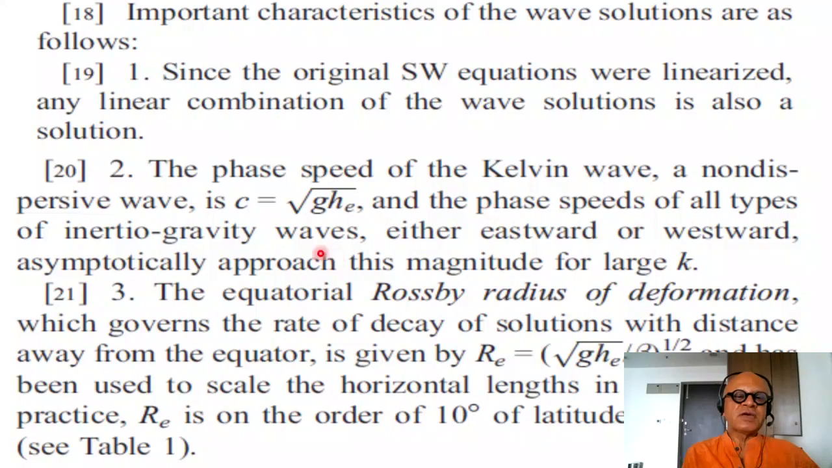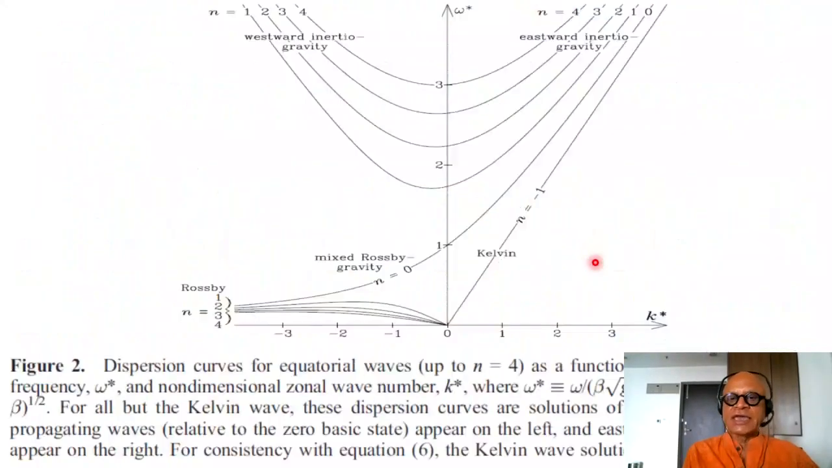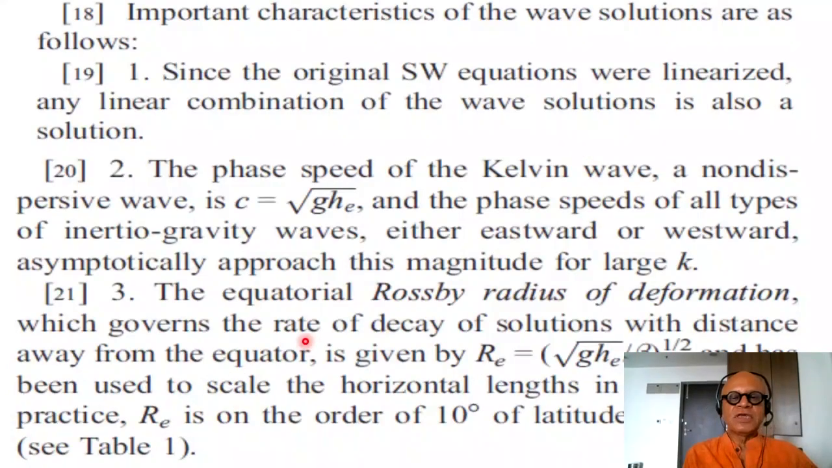The phase speeds of all types of inertial gravity waves, either eastward or westward, asymptotically approach the magnitude of this for large k. So you can see as k star increases, they all head towards this line of the Kelvin wave. Okay. The equatorial Rossby radius of deformation, which governs the rate of decay of solutions with distance away from the equator, is given by Re equals square root of GHE over beta to the 1/2, so square root of this whole thing, and has been used to scale horizontal lengths in figure 3. We already saw how omega went to omega star and k went to k star.